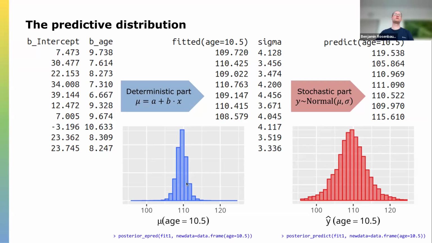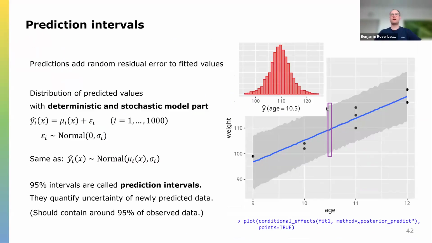So the fitted distribution is just on the level of the deterministic prediction, whereas the predicted distribution is on the level and the range of the actual observed data. And you can also use this in the conditional effects plot by specifying method is equal to posterior predict. So the posterior prediction is always prediction on the level of the data. It includes the deterministic and the stochastic model part.